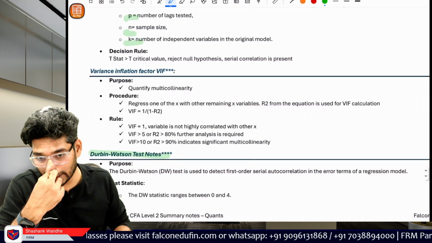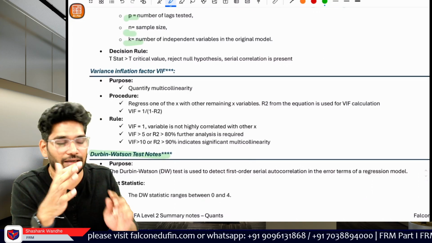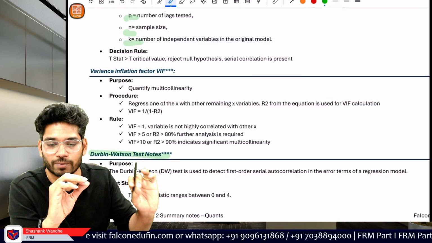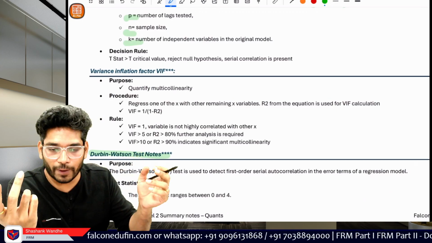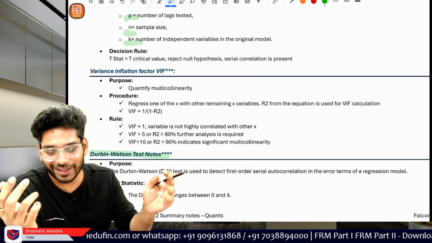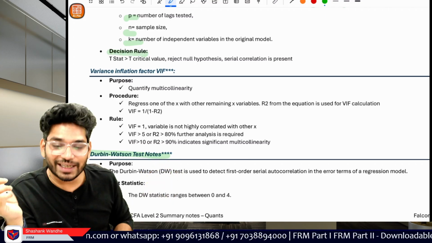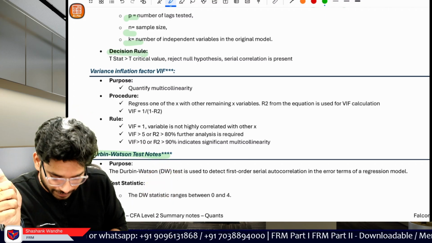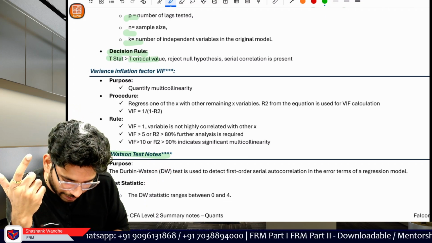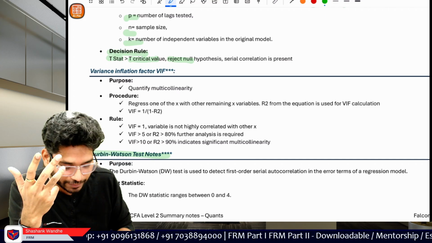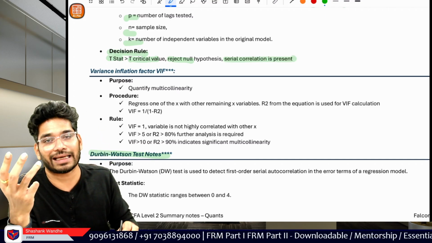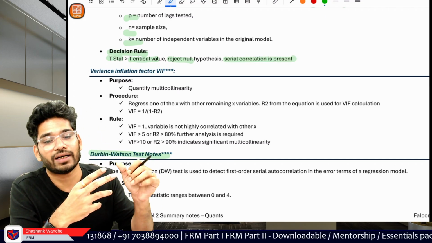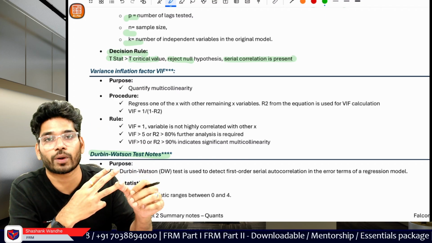Now, you have to focus on the decision rule. The t-stat is very difficult to calculate in the examination, so don't bother about it. The t-critical will be provided in the examination, so don't bother about it either. Just remember the decision rule: if the t-stat is greater than the t-critical value, you reject the null. This means serial autocorrelation is present.